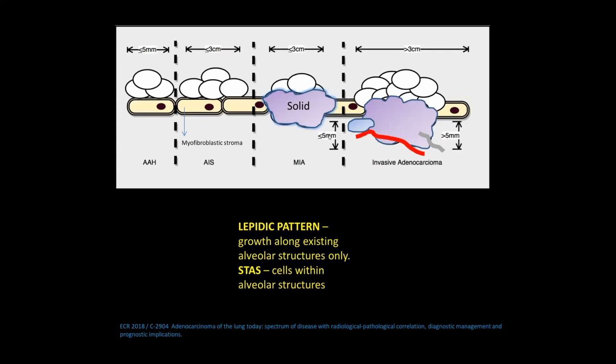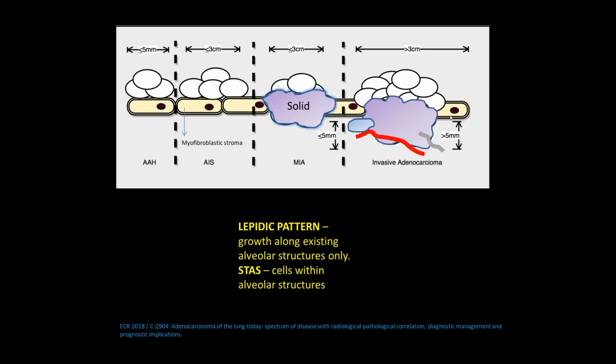So there is a lepidic component and a small solid component which goes beyond the surface of the alveoli, up to 5 millimeters. The lepidic component does not do that; only the solid component invades. That is known as minimally invasive adenocarcinoma, and it can also be up to 3 centimeters. By definition, any lesion, nodule, or mass more than 3 centimeters is invasive. It will no longer be a precursor lesion but an invasive adenocarcinoma. So one of the criteria is size. Then there is the lepidic component, and also the solid component.